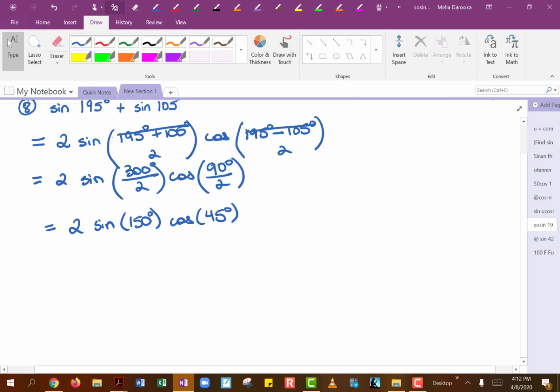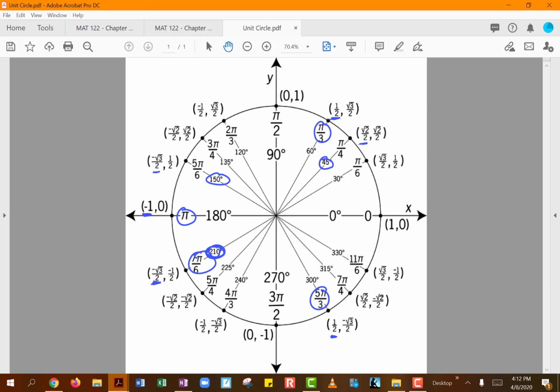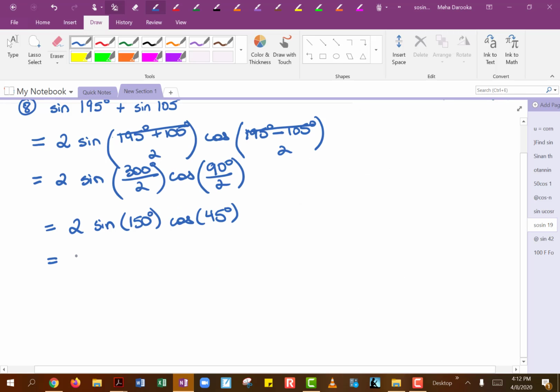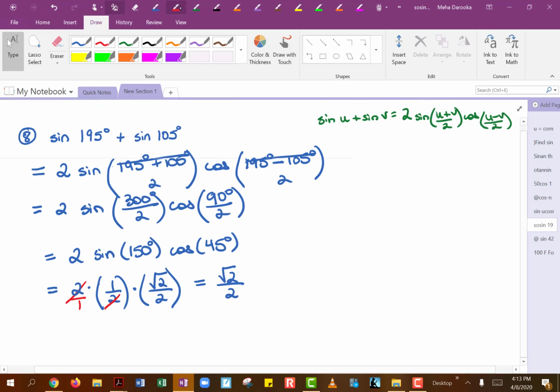Okay, so sine of 150 degrees is going to be 1/2. Cosine of 45 degrees, of course, is square root of 2 over 2. So this 2 will stay here, and then this guy will become 1/2. This guy will become square root of 2 over 2. So if you want, you can think of this guy as being over 1. So this 2 will cancel out with this 2. So basically it looks like you are left behind with only square root of 2 over 2. And that's going to be your exact answer for problem number 8. There you go.